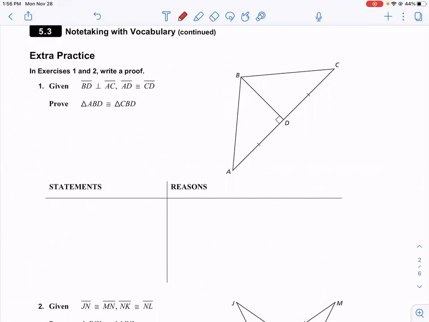So let's just talk about this picture. We know that BD is perpendicular to AC, and you see that they have a little 90-degree angle here. They've also told us that AD is congruent to CD. Notice how they share a side. If they share a side, it's going to be congruent to itself. Do we have enough information? Okay, so let's get there.